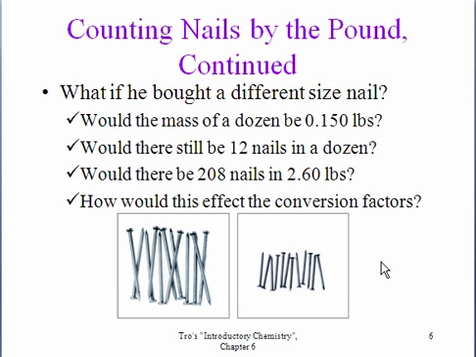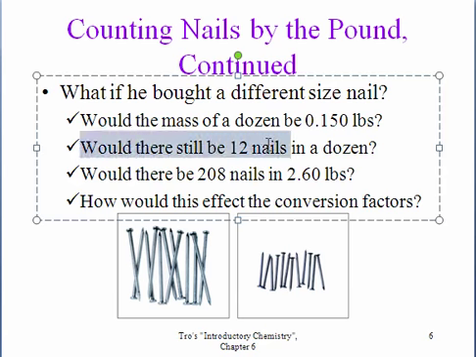So now let's think about this little everyday conversion that we looked at. We know that nails come in different sizes. If we bought a nail of a different size, would the mass of a dozen still be 0.150 pounds? And the answer, of course, is no. If it's a different size, the mass is going to be different. And clearly different nails could also have different compositions, which means their density would be different and their mass would be different as well. So now let's ask ourselves this question.